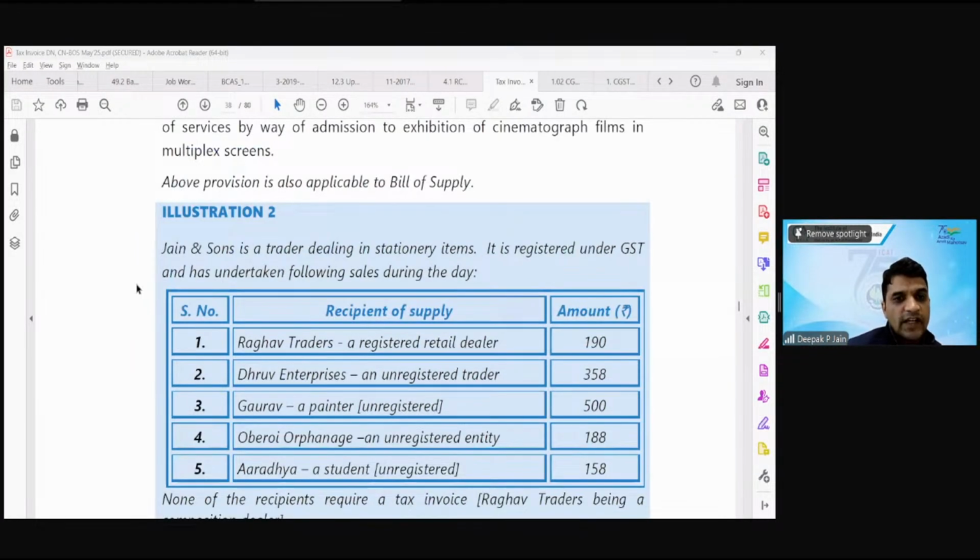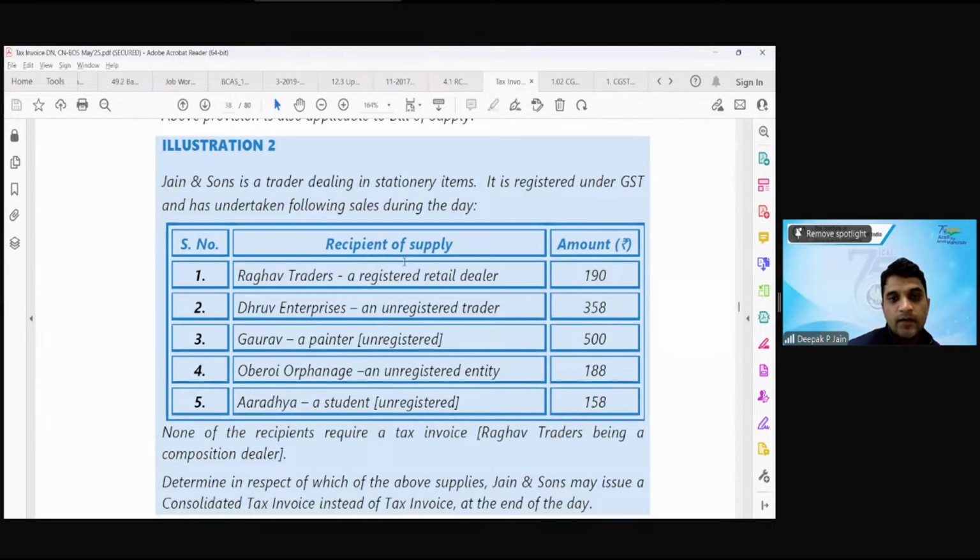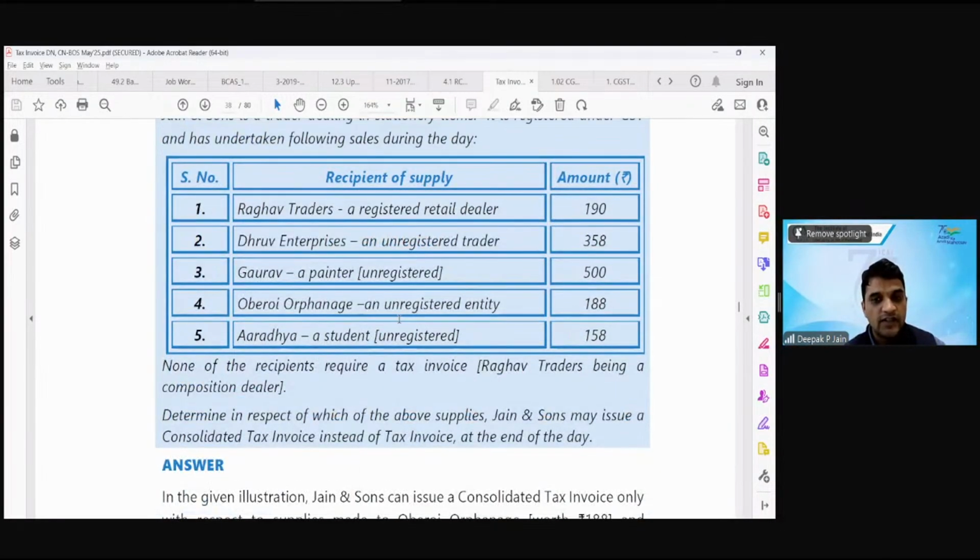Right. So Jain and Sons is a trader dealing in stationery items. It is registered under GST and has undertaken the following sales during the day. Recipient of supply is Raghav Traders, a registered retail dealer, 190 rupees. Dhruv Enterprises, an unregistered trader, 358 rupees. Gaurav, a painter, is unregistered, 500 rupees. Oberoi Orphanage, an unregistered entity, 188. Aradhya, a student, is unregistered, 158. None of the recipients require a tax invoice, Raghav Traders being a composition dealer. So determine in respect of which of the above supplies Jain and Sons may issue a consolidated tax invoice.